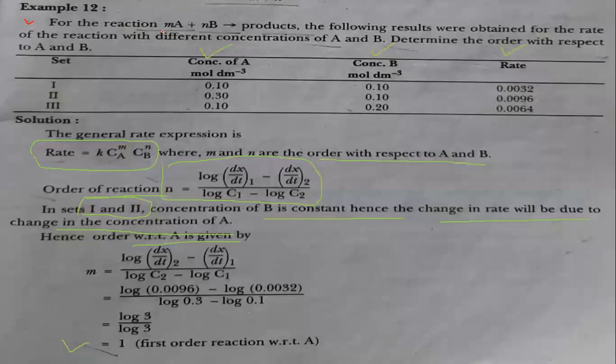This is a general reaction: mA gives the product. Now if you observe here, in this example they have taken 3 sets: set 1, set 2 and set 3, and the concentrations are given there. These are the concentrations of A and these are the concentrations of B. And these are the corresponding rates. Okay, now see.